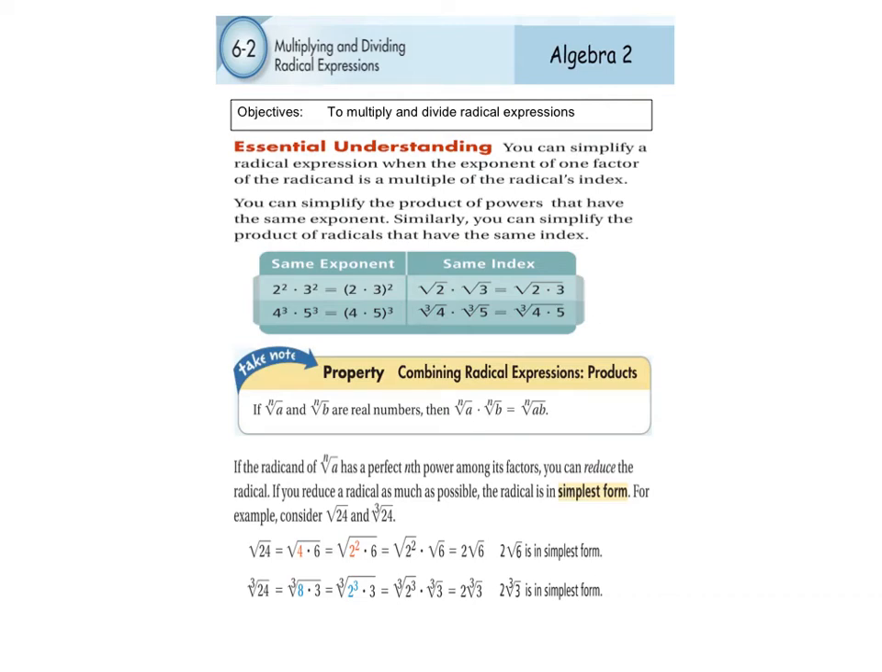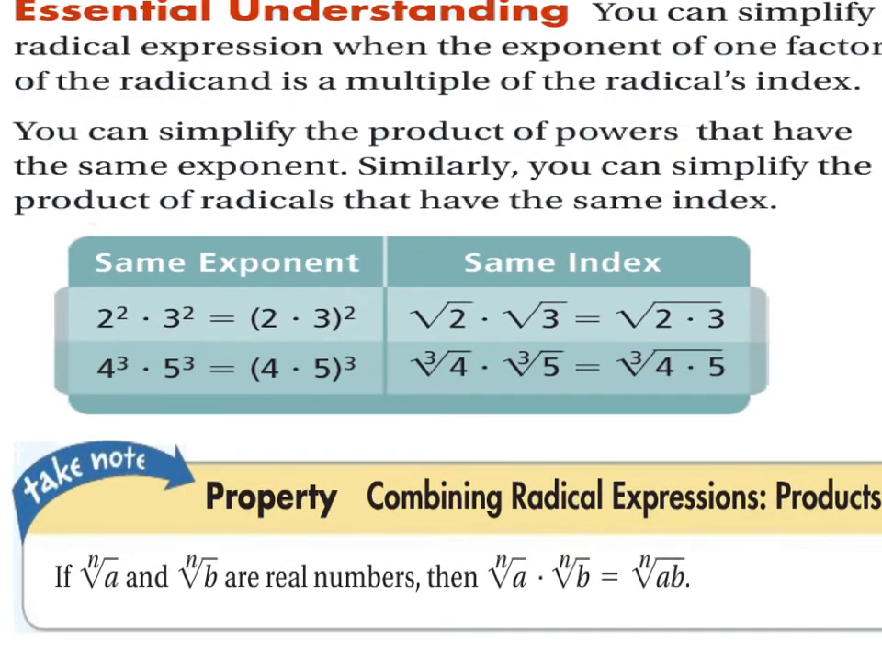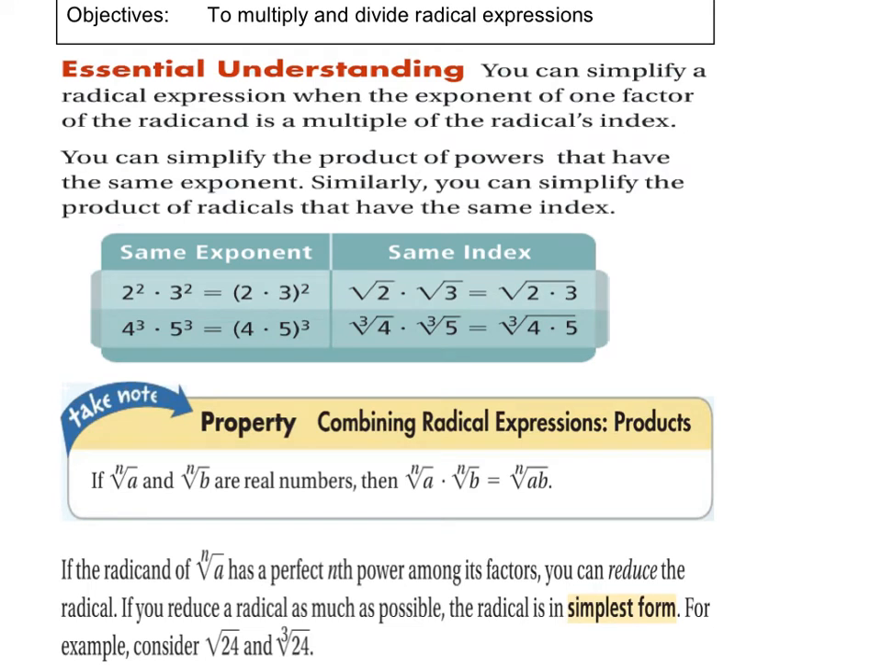Okay, this is section 6.2, day one, where we're multiplying radical expressions. As you look at examples here and go through these, you're going to find that they're not that terribly different. But the one thing we need to make sure we talk about is that if we multiply radicals, the root, or the index, has to be the same.